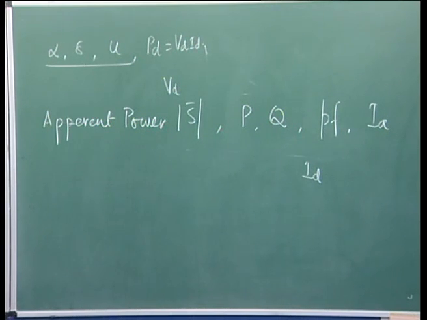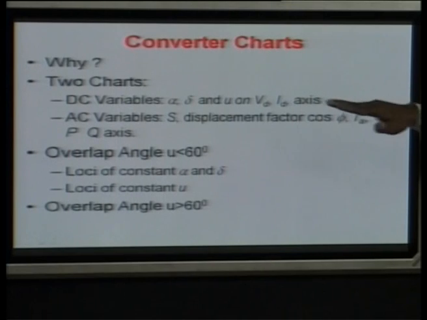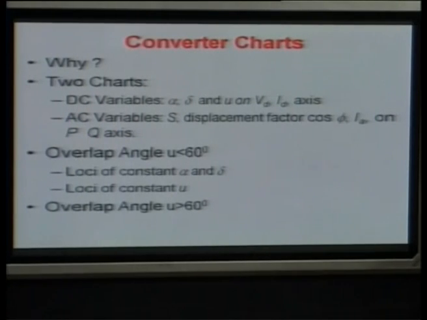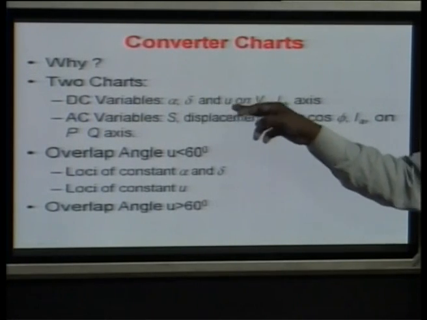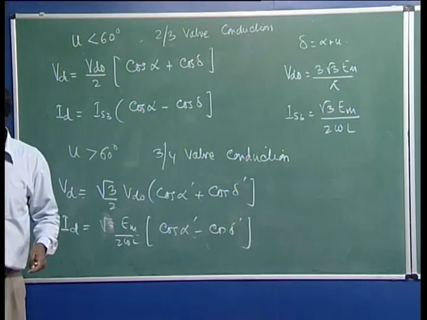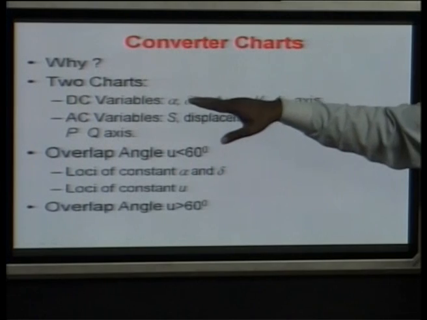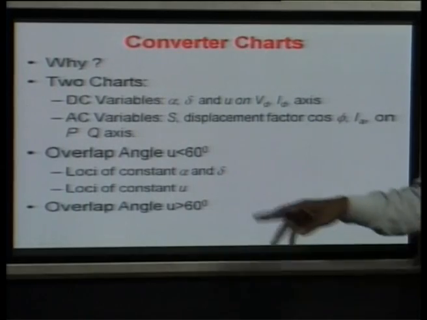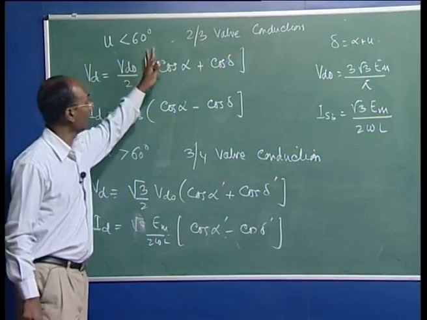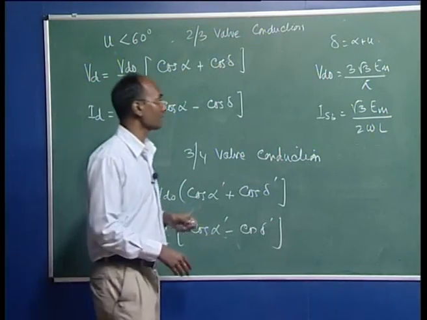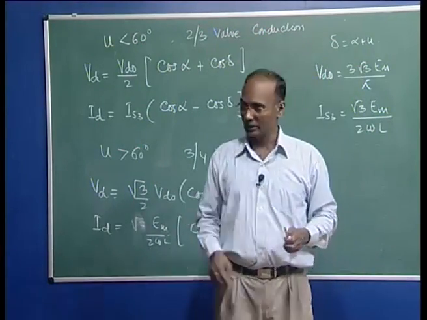One converter chart will correspond to your DC variable and another will correspond to your AC side. Although we can draw on the same curve, it will be very complex, because we would have so many variables on the same axis, meaning VD and ID. So, we can separate two loci: one chart corresponding to the DC variable and another for the AC variables. Again, as I said, we have two modes, one where u is less than 60 degrees and one where it is greater, with two different governing equations, and therefore we have different curves.